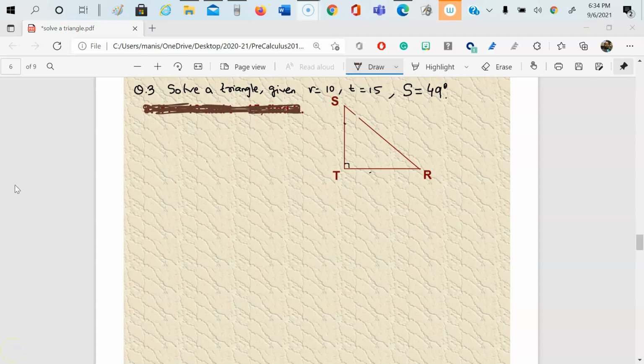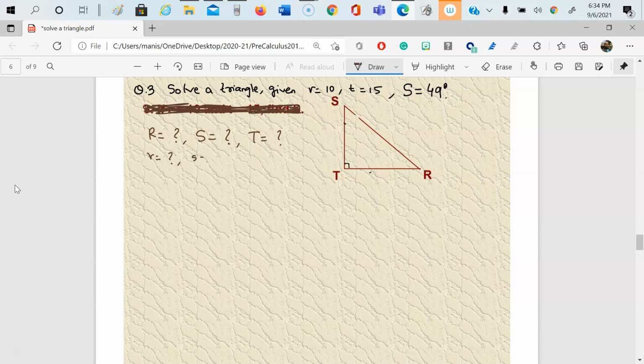Alright, question number 3. Solve a triangle given R is equal to 10, T is equal to 15, S is equal to 49 degree. Our strategy is still the same. Since it says solve a triangle, we have to find 3 angles and 3 sides. So let me first write over here R, uppercase R, that's my angle. I do not know this value. S is my angle. I do not know this value. T, I do not know this value. Technically I know the values, but I'm first of all pretending I do not know the values.